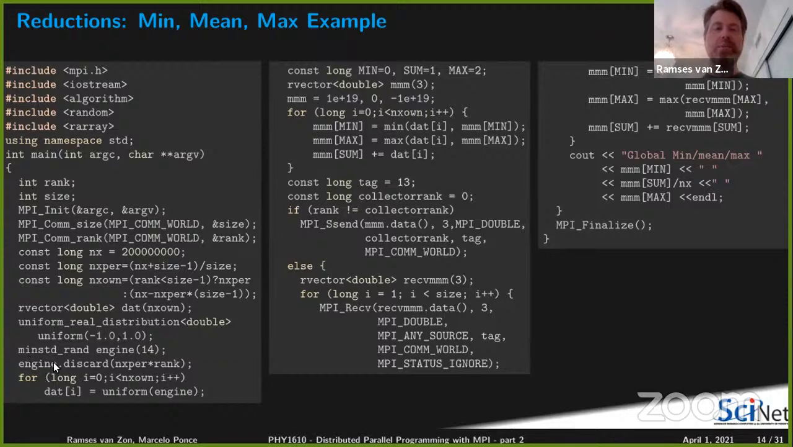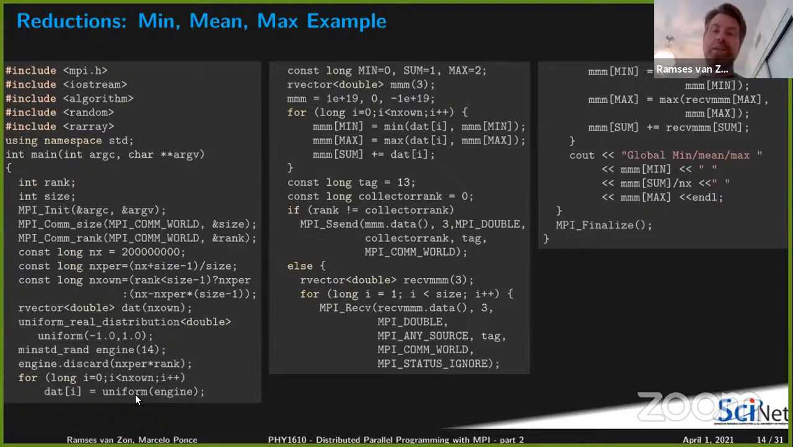So after I know how many numbers I need, nx own, and I've initialized my random number generator to start at the right spot for this process, now I just run and compute the random numbers in that loop. So that is just to do that.